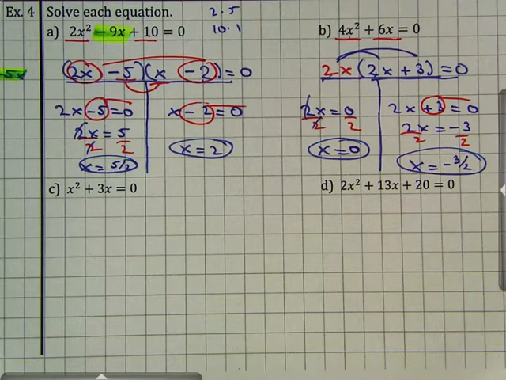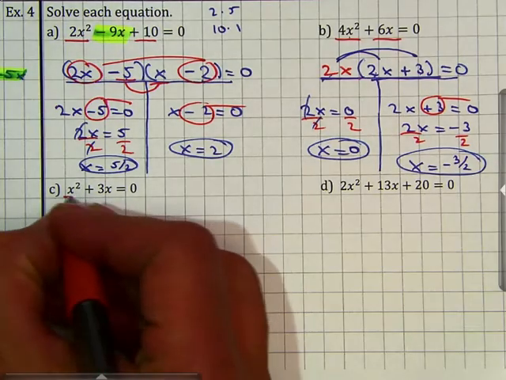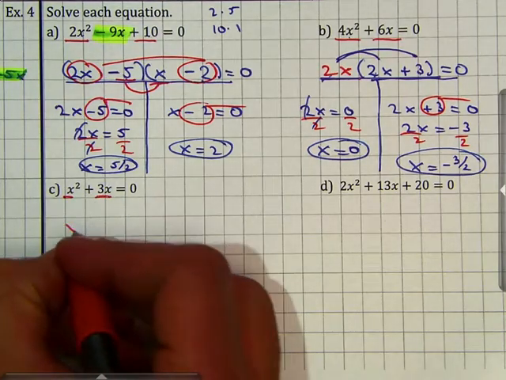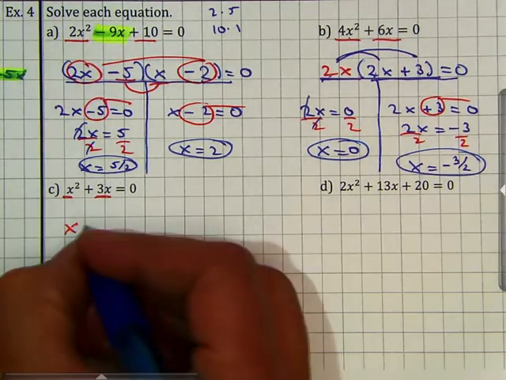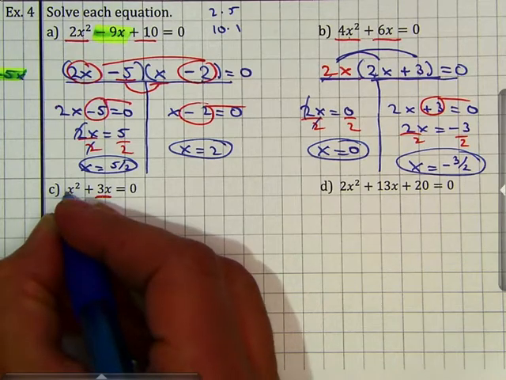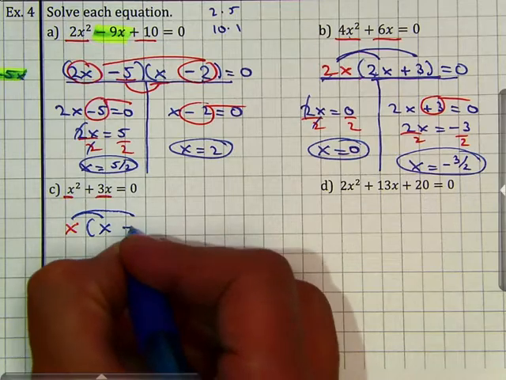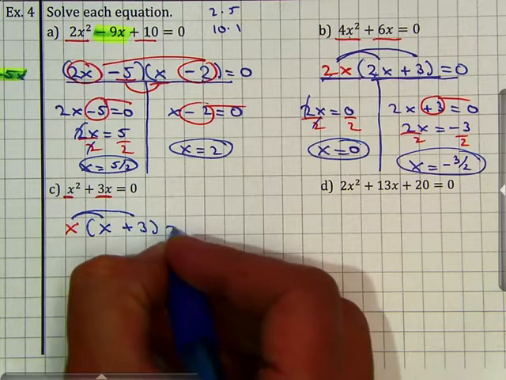Excellent. So I'm going to go a little faster since we've done quite a few. Notice that this one does not have a number, so I cannot factor a number. But I can factor a x since they both have an x. X multiplied by what gives you x squared? X times x. X multiplied by what will give you 3x? So x times positive 3.